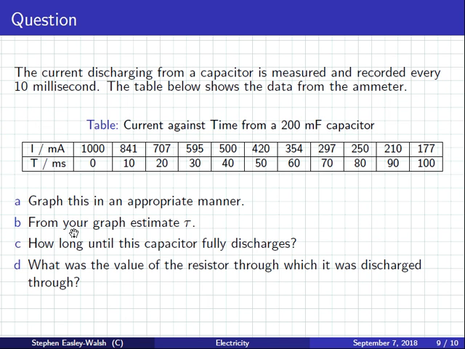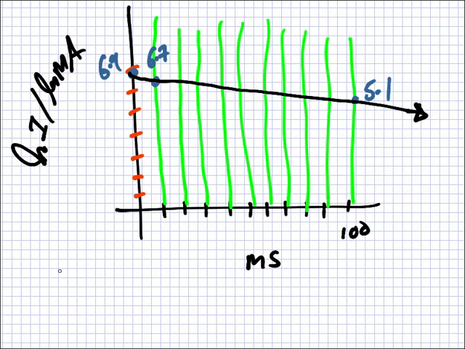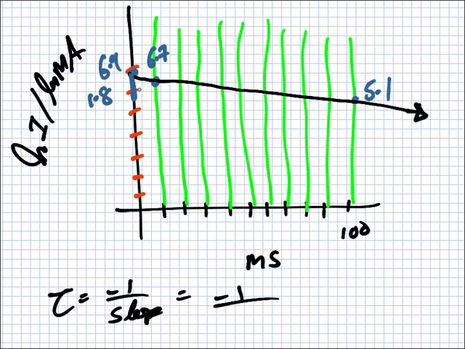Anyways, from your graph, estimate the tau. So the tau will equal minus 1 over the slope. And the slope would be, let me see, 6.9 to 5.1. So that's 1.8, isn't it? In height. And this height here is 100. So it's 1.8 over 100.